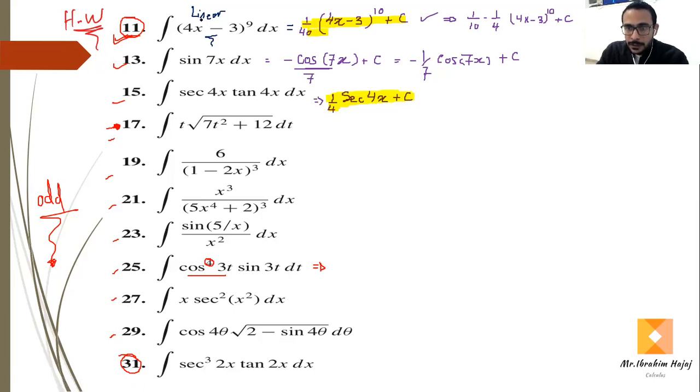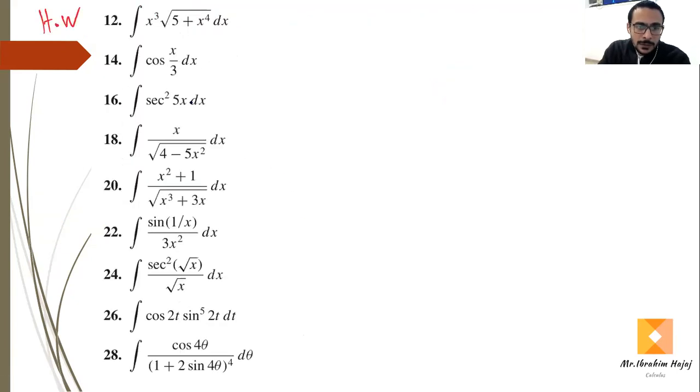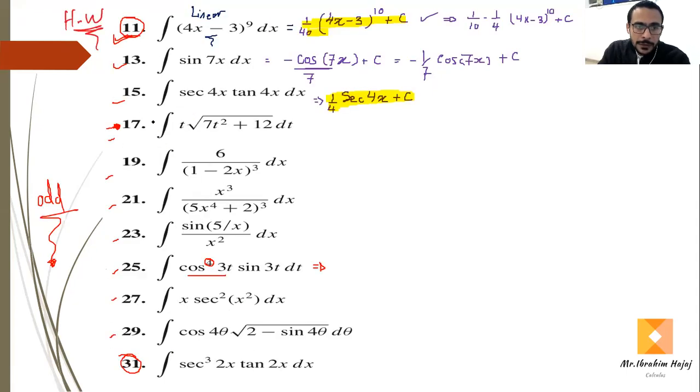Number 17 till 31, we should use the U substitution method. So 11, 13, 15, I solved them here because there's no need to use U substitution, but from 17 till 31, we should use it. Let's move to an empty slide and write the question here.